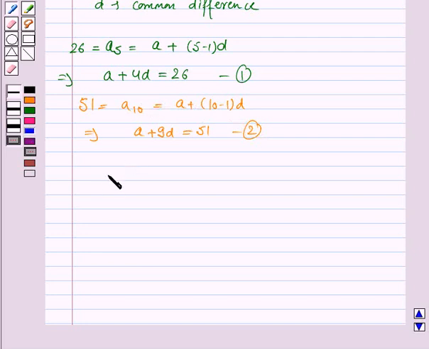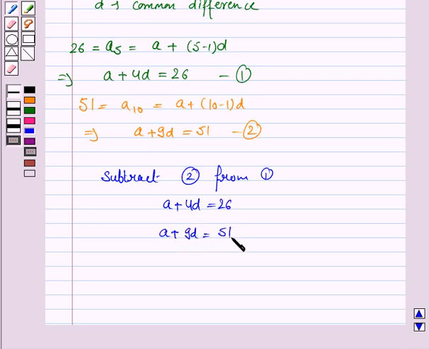So subtract equation 2 from 1. So we have equation 1: a plus 4d is equal to 26 and equation 2: a plus 9d is equal to 51. Now we have to subtract. So when we subtract, sign will change. Plus a gets cancelled with minus a. 4d minus 9d is minus 5d.